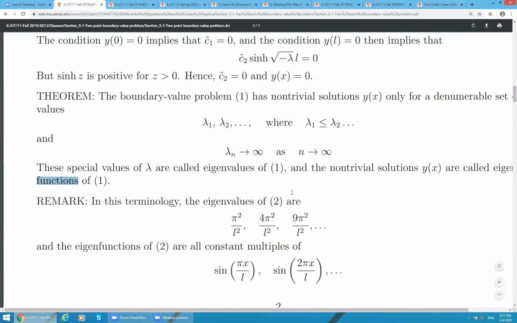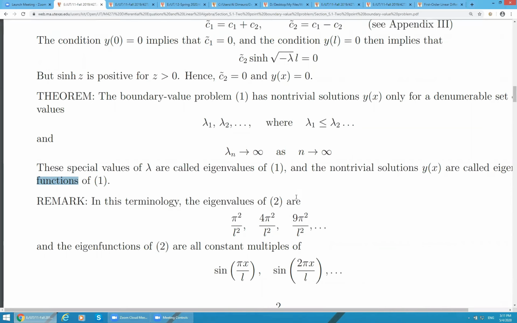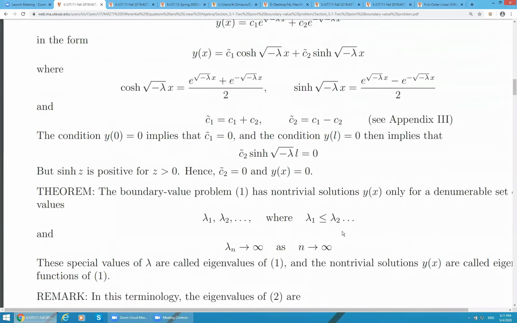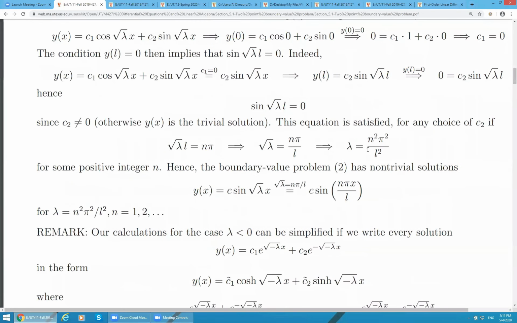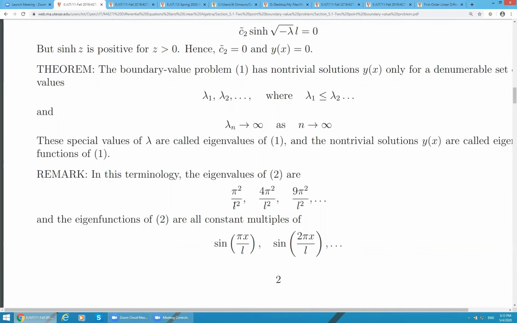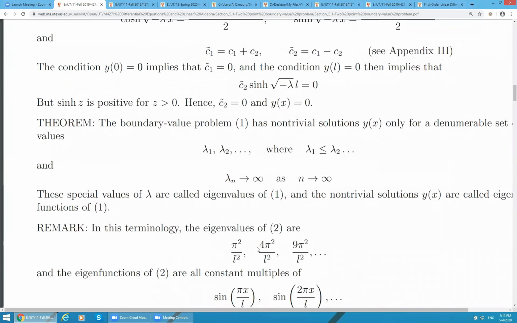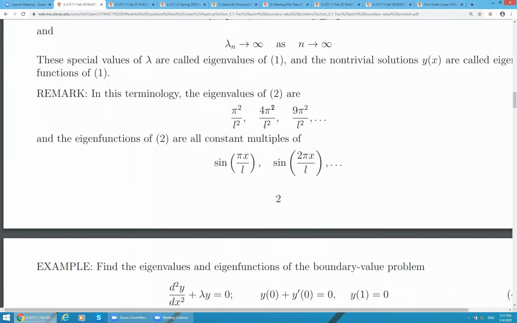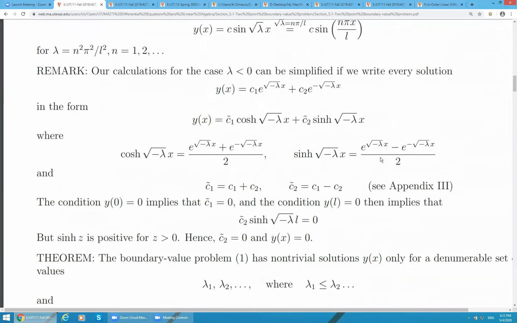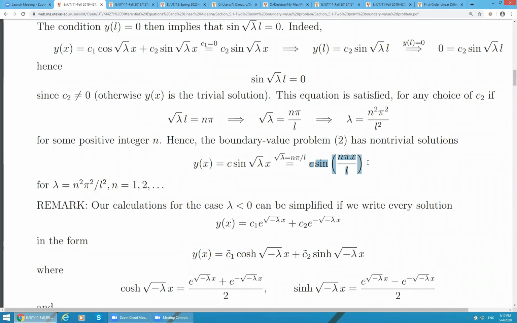In other words, in our particular case, these are eigenvalues because if n is equal to 1, this expression becomes pi squared over L squared. If n is equal to 2, this expression becomes 4 pi squared over L squared, and so on. These are our eigenfunctions by this formula.